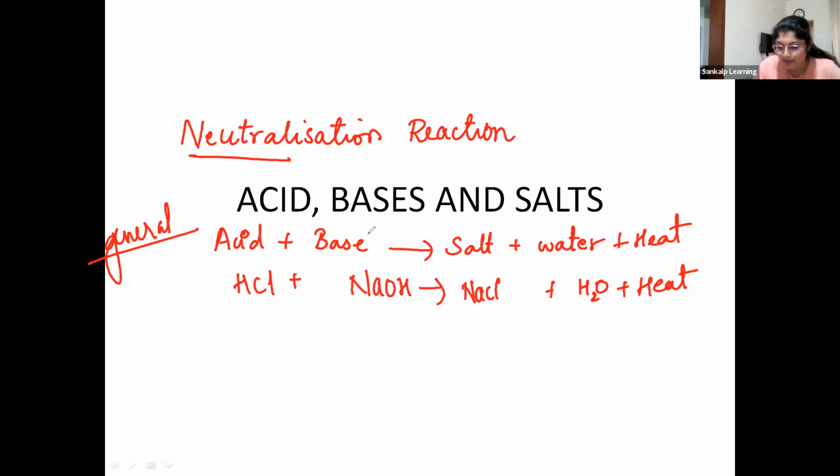Then we are going to study about neutral substances also. Then we are going to study about indicators, and what the types of indicators are. Then about salts, types of salts, and we are going to study some of the salts and their uses. So these are the things which we are going to study in this particular chapter.